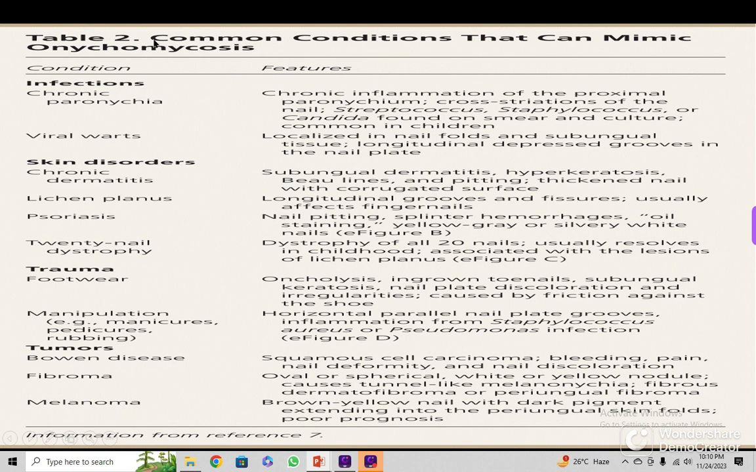Now this is the part which I will take separately, because you have to differentiate between these two conditions separately. You cannot understand otherwise. So nails are a representative of something, and a lot of information can be collected if you properly examine the nails.